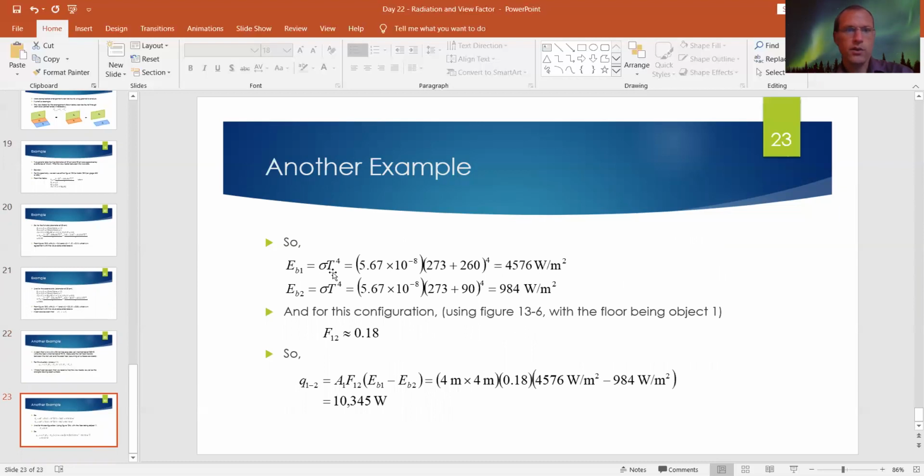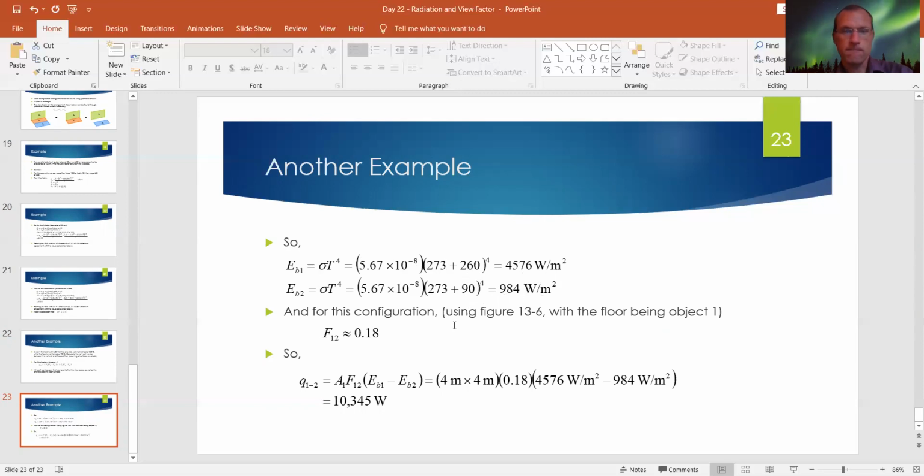E_b1, sigma T1 to the fourth, so 5.67 times 10 to the negative 8 watts per meter squared Kelvin to the fourth, times the temperature, 273 plus 260, and make sure that's in Kelvin. So this is for the wall. Object 1 is what I'm calling the wall. That gives me 4,576 watts per square meter for the wall. The floor at 90, same deal, gives me 984 watts per square meter.